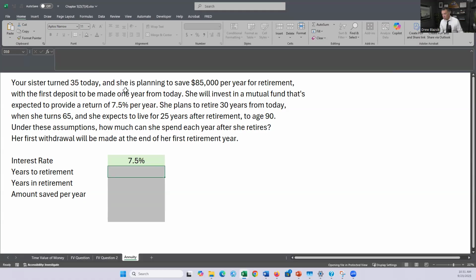She is planning to save 85,000 per year. So I'm going to put that there. That's the amount saved per year. That's 85,000.